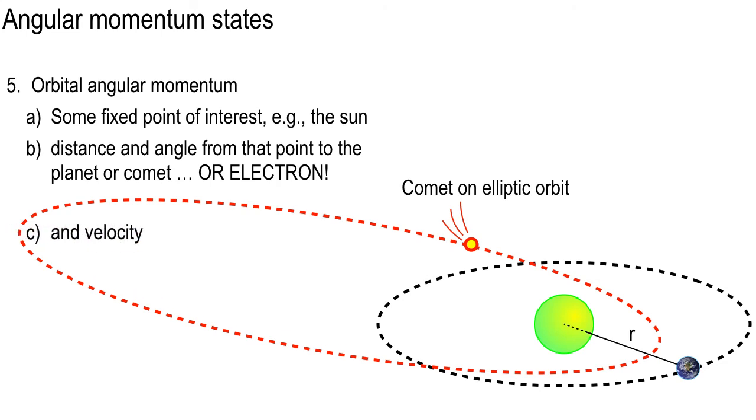And then the other thing that factors into the orbital angular momentum is the velocity. So go ahead and draw a vector for the velocity down here.